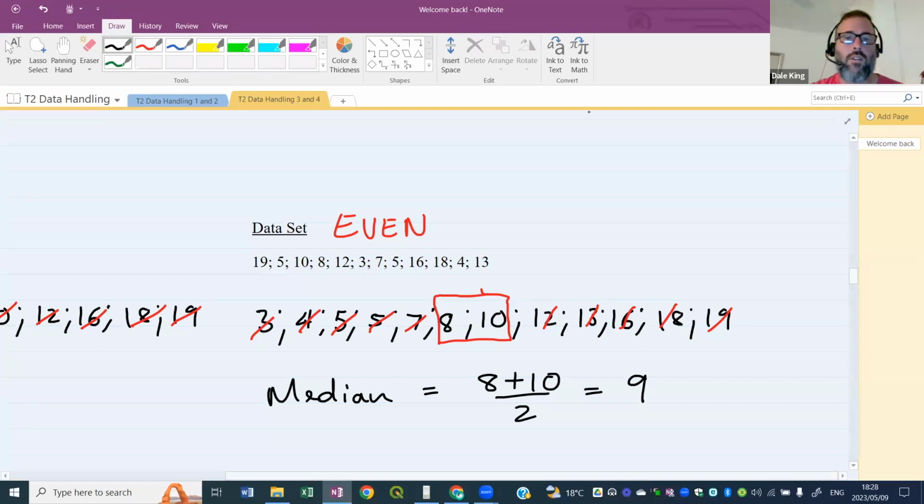Yes, you guys have all got it. You saw the numbers and you added them up and divided by 2. Good job. Yes, well done. Okay, so that's how we work out the median when you have an even data set.